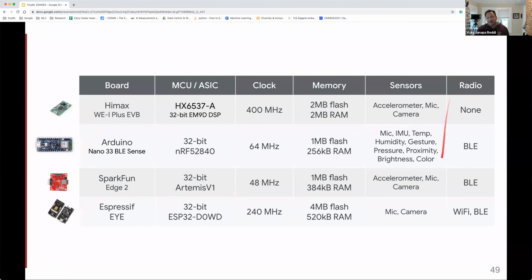And of course, from a connectivity standpoint, some devices don't have any connectivity. Others have something like Bluetooth. Others will have some sort of LoRaWAN.